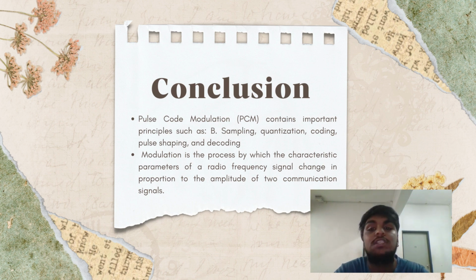Modulation is the process by which the characteristic parameters of a radio frequency signal change in proportion to the amplitude of the communication signals. Modulation is also used to send low frequency message signals over wired or wireless media. Sampling is not transmitting an analog signal as it is, but transmitting samples and observing them on the receiving side to judge the actual signal.